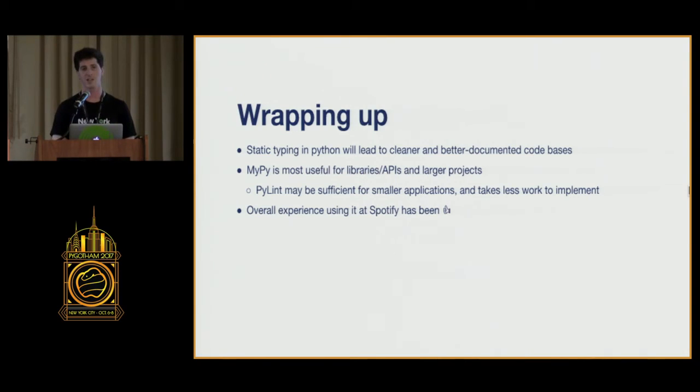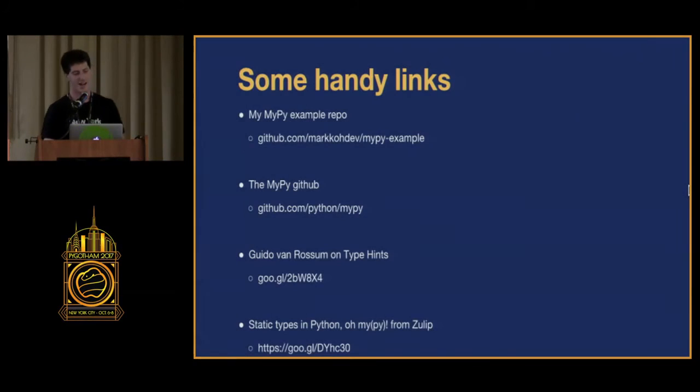For smaller applications and code bases, Pylint may be sufficient if you just want a quick solution to be like, hey, do a dummy check on this code base. And especially if you're working on your own and it's not changing very much, Pylint is probably all right. But overall, my experience with using it at Spotify has definitely been a thumbs up. If you're working in the enterprise world and on large code bases, I would absolutely recommend it. I think that it will really help prevent silly errors down the road.